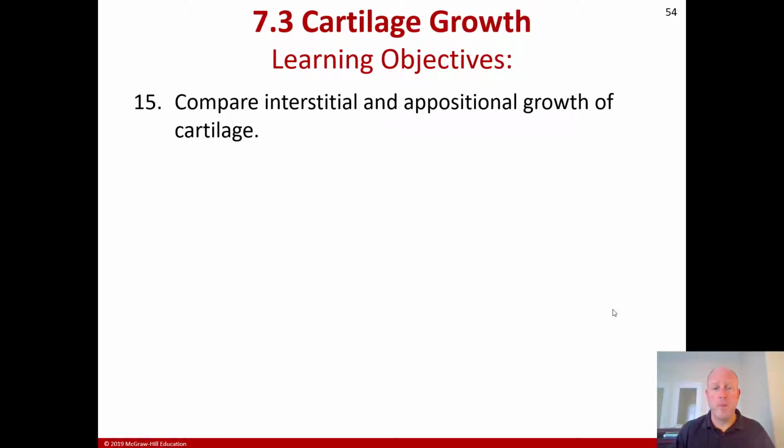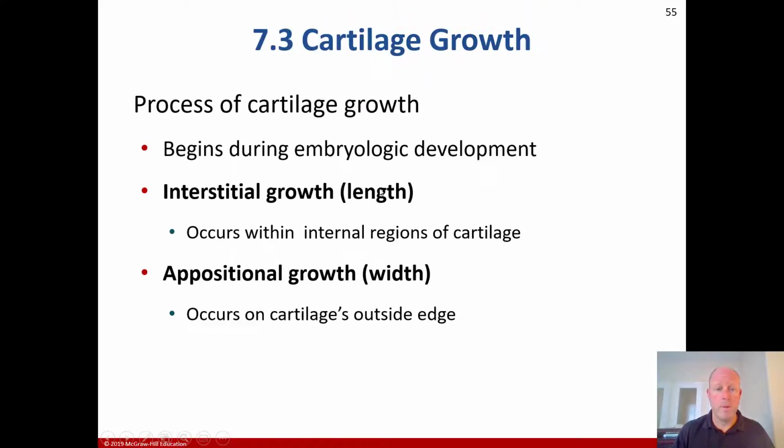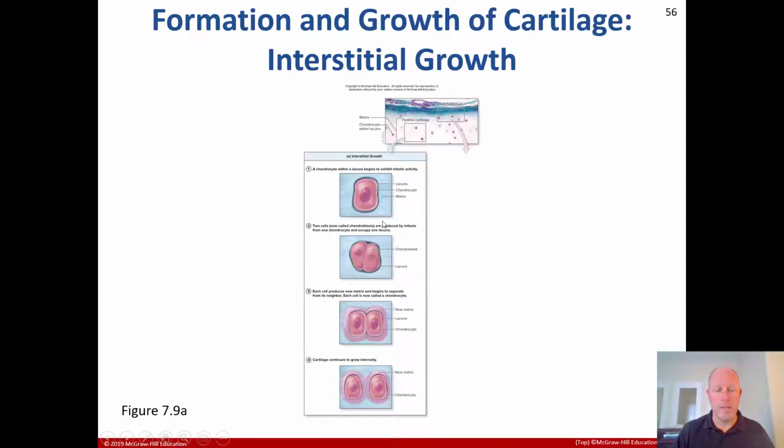All right, now we're going to be talking about the brief section on cartilage growth in the skeletal system. The primary objective here is to compare interstitial and appositional growth of the cartilage. The process of cartilage growth begins during embryologic development, and we have interstitial growth, which is growth in length. It occurs within the internal regions of the cartilage. And appositional growth, which is growth in width, occurs on the cartilage's outside edge.